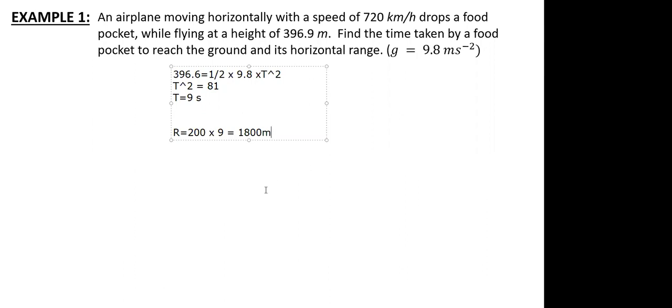Okay, so this is the solution for it. So, always remember, since the airplane was moving with a certain speed, any object which is within the airplane will also have the same speed. So the food packet which was going to be dropped will also have that horizontal speed due to inertia.